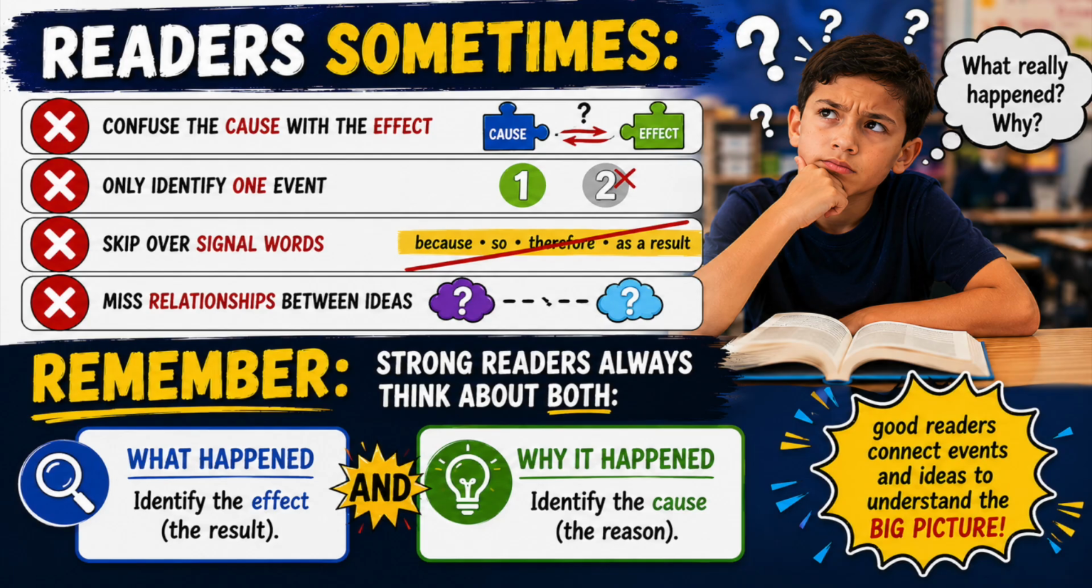Skip over signal words. Now, like I said, the signal words are not always there, but it's best to look for them to help trigger that relationship. And miss the relationship between ideas. Sometimes they understand the cause, but miss the point on the effect. But the more you practice the skill, the less that will happen. Remember, strong readers always think about both what happened as well as why it's happening or happened.